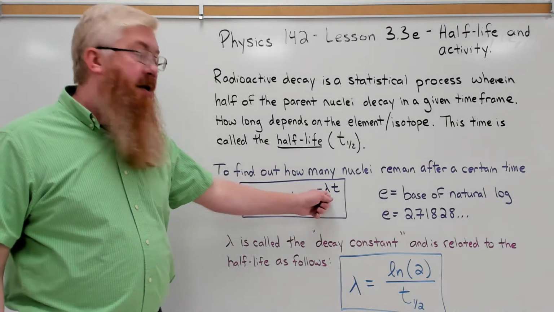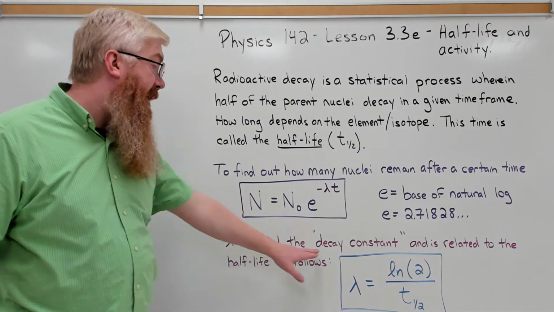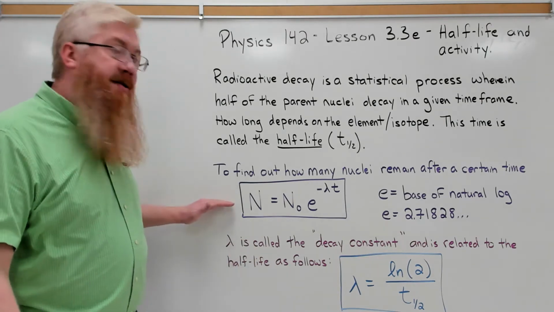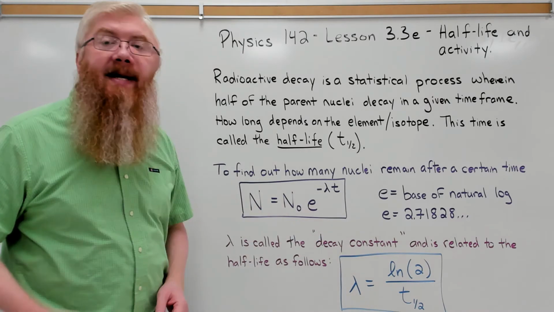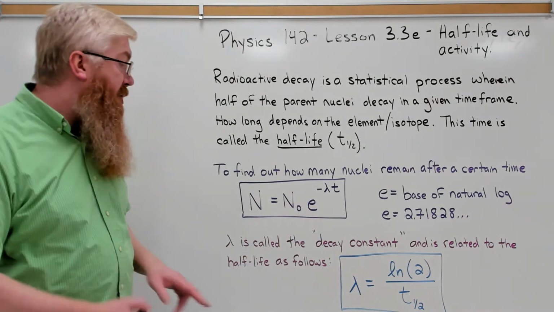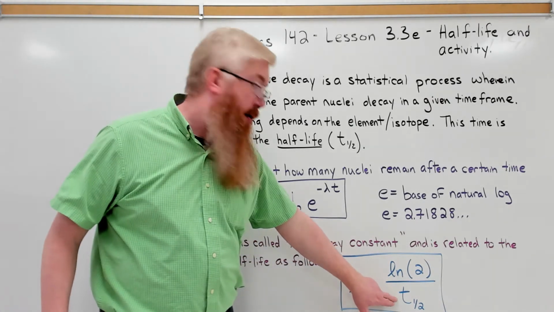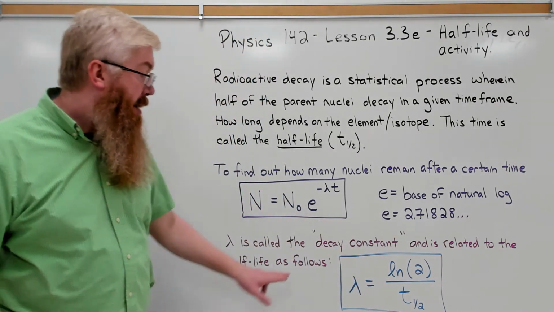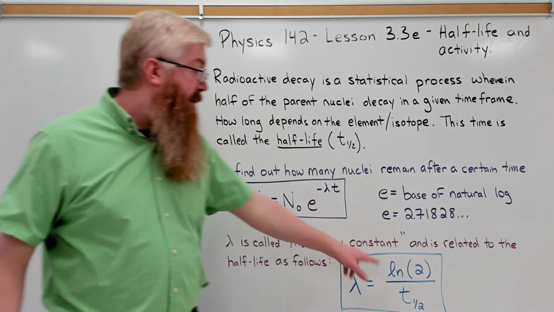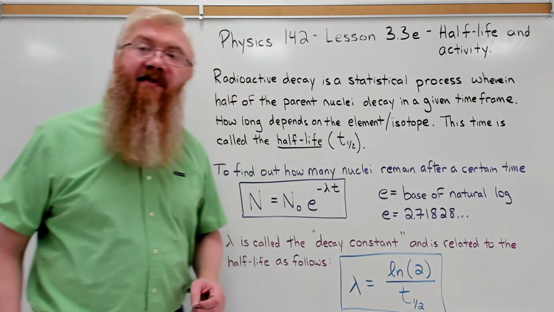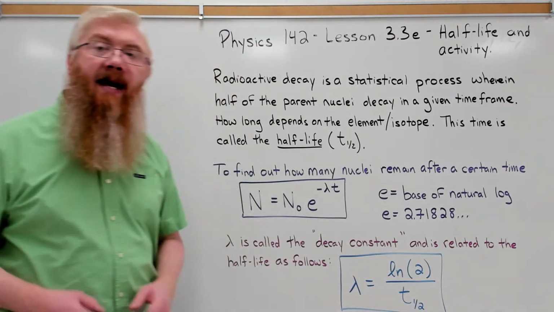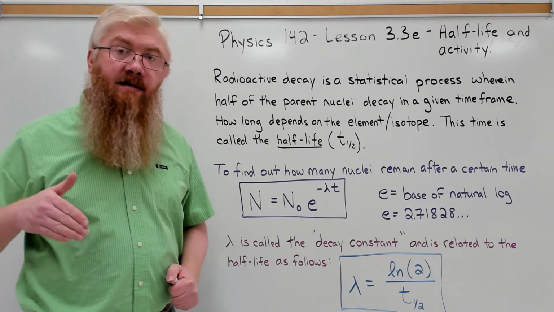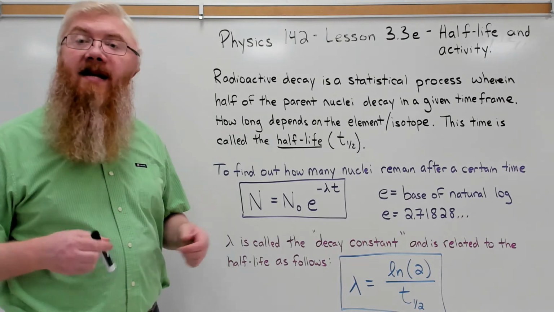And in this equation, lambda is what's called the decay constant. Now, we don't use half-life in this equation, as you can see, but lambda is related to the half-life. So if you know the half-life of an isotope, you can find the decay constant of that isotope using the following equation. The natural log of 2 divided by the half-life gives you the decay constant. The decay constant will have units of inverse seconds, or seconds to the negative 1 power.